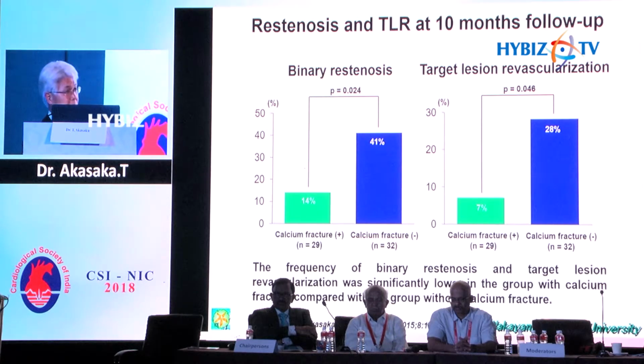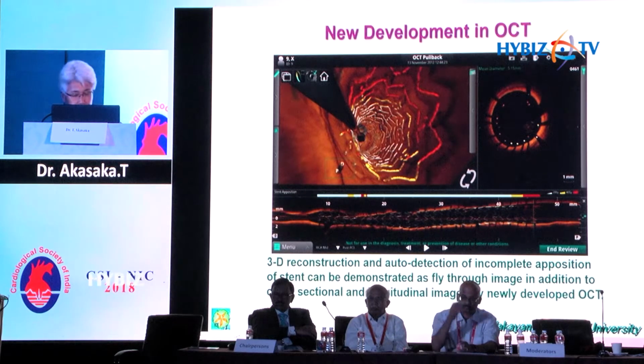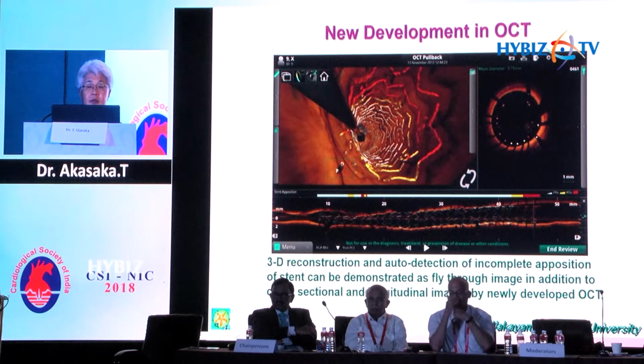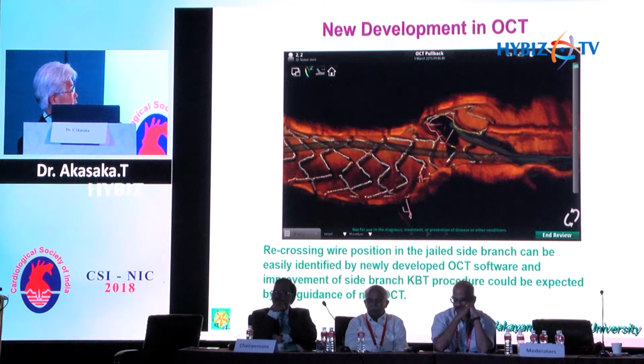If you have a calcium fracture, you can get a bigger stent area and better stent expansion, and reduce the binary restenosis and target lesion revascularization as shown in this slide. So it is important to identify the calcium fracture. And recent development of OCT can demonstrate clearly the 3D reconstruction of the stent position, especially in the bifurcation region. You can identify the stent strut and also the guide wire as shown in this slide.